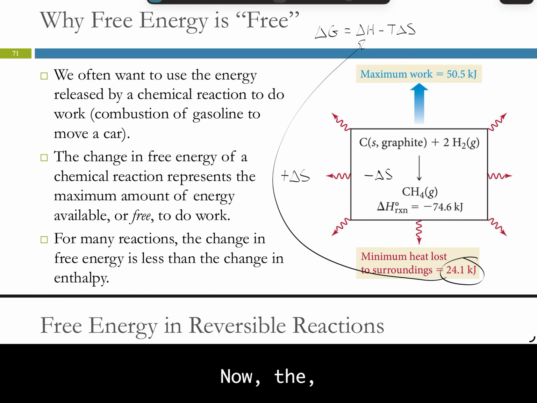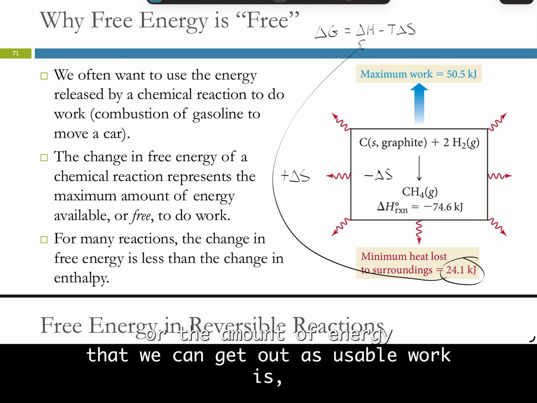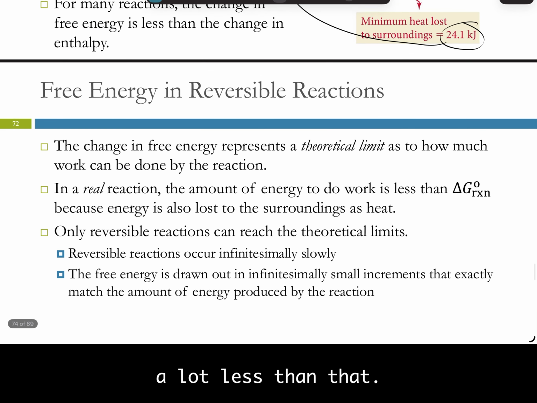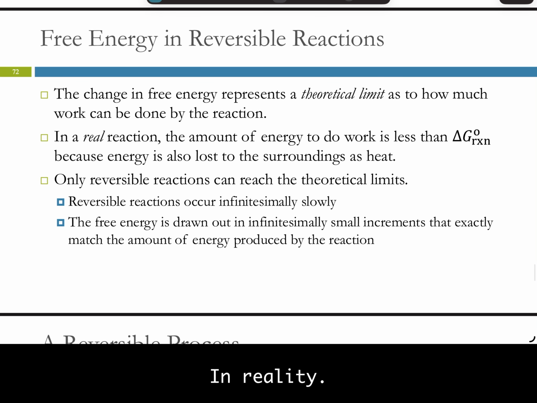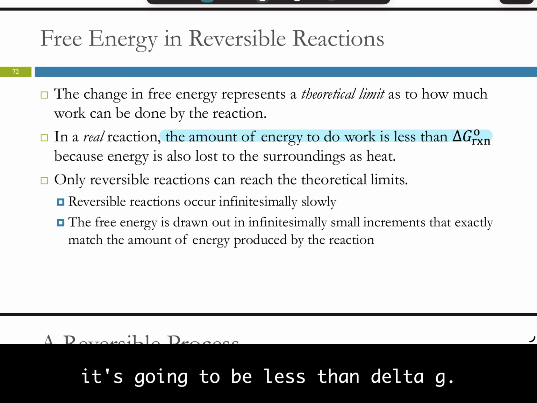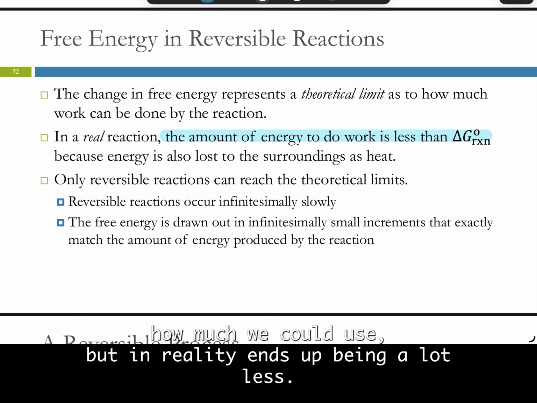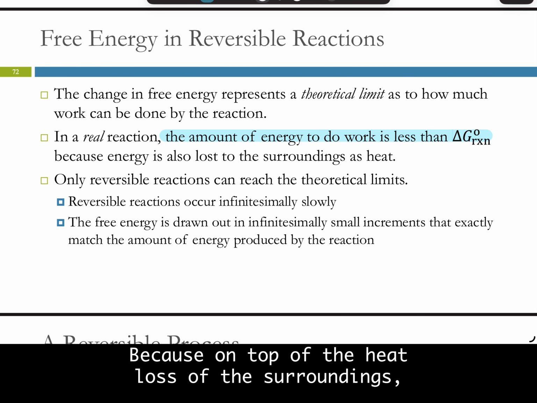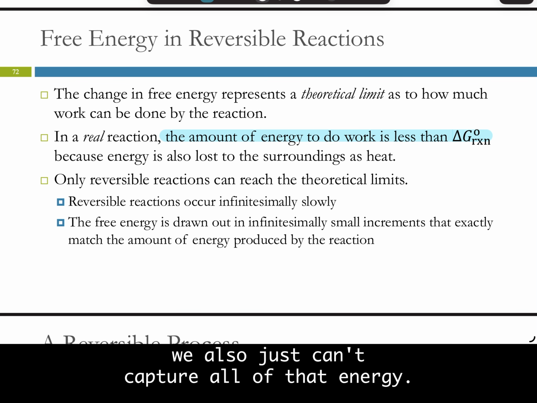Now, the amount of energy that we can get out as usable work is a lot less than that in reality. So it's going to be less than delta G. Delta G is in theory how much we could use, but in reality ends up being a lot less because on top of the heat loss to the surroundings, we also just can't capture all of that energy.